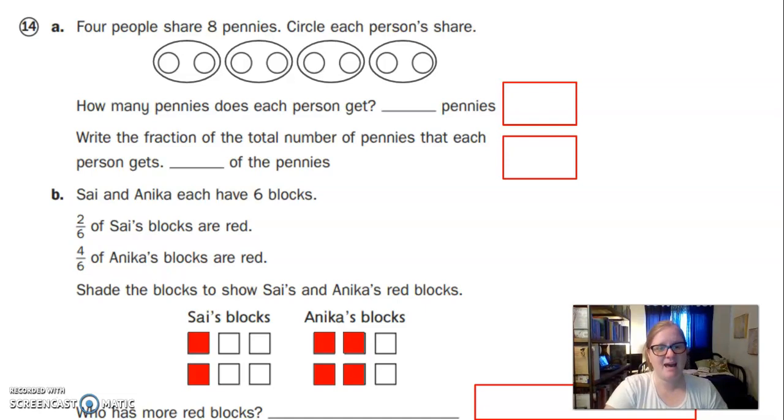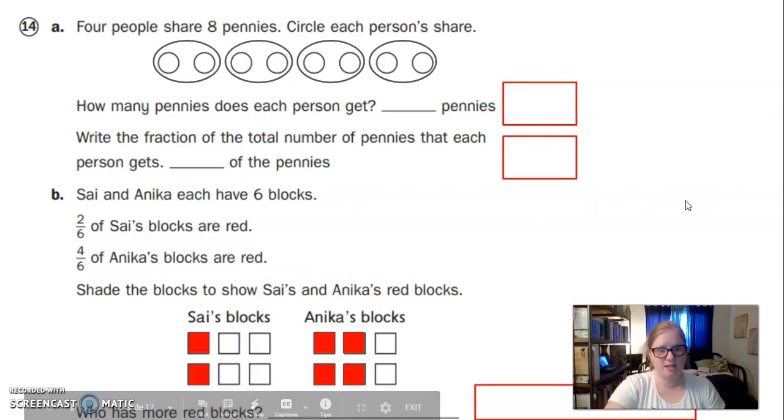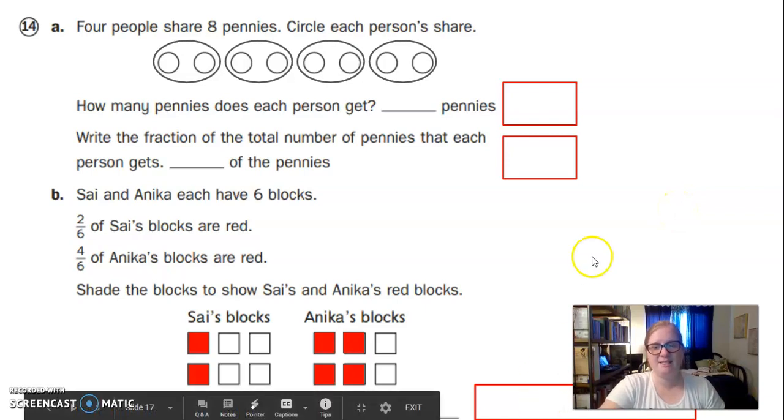Say and Anika have 6 blocks. 2 out of 6 of Say's blocks are red. 4 out of 6 of Anika's blocks are red. Shade the blocks to show Say's and Anika's red blocks, which we already did, so you don't have to do anything here. And then you need to answer the question at the bottom: who has more red blocks? So here we need somebody's name.